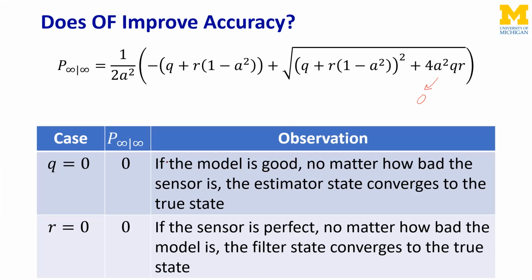Now, on the other hand, let's suppose the measurement noise was 0. If you look at this equation again, you see that if R is 0, the second term goes to 0. And again, I'm going to end up with a 0 for P infinity, which is saying that if the sensor is perfect, that your measurements have no noise, no matter how bad your model is, the filter state again converges to the true state, which is actually quite surprising. This was not the case for the predictor, but for the filter, this is the case.